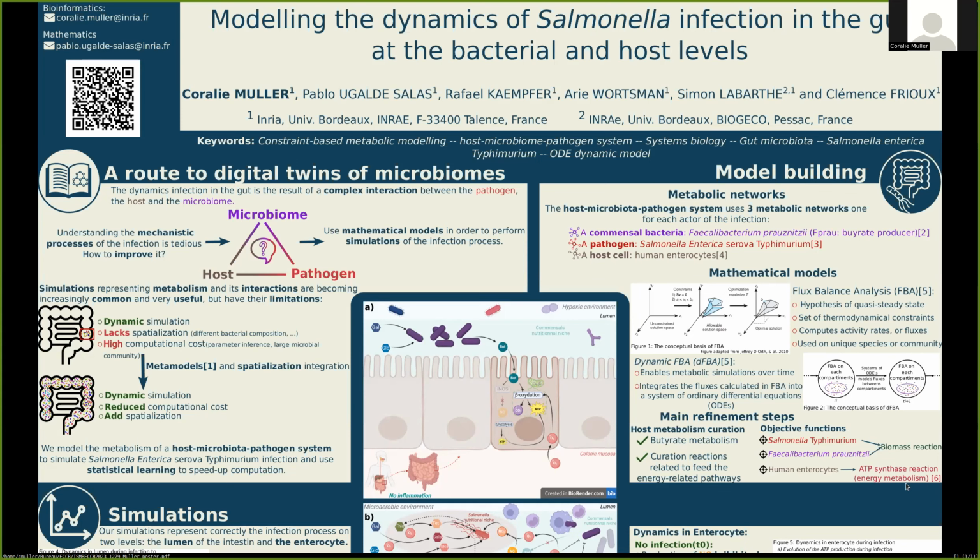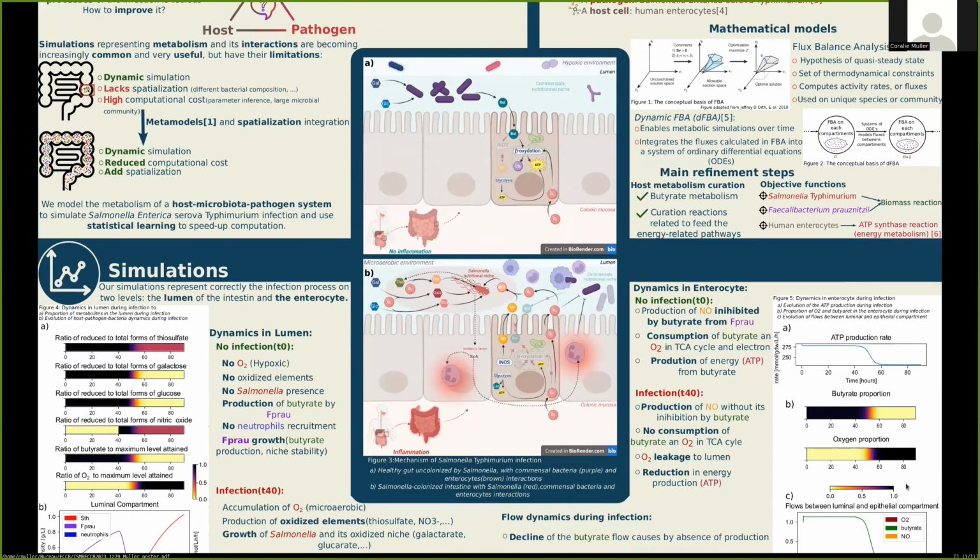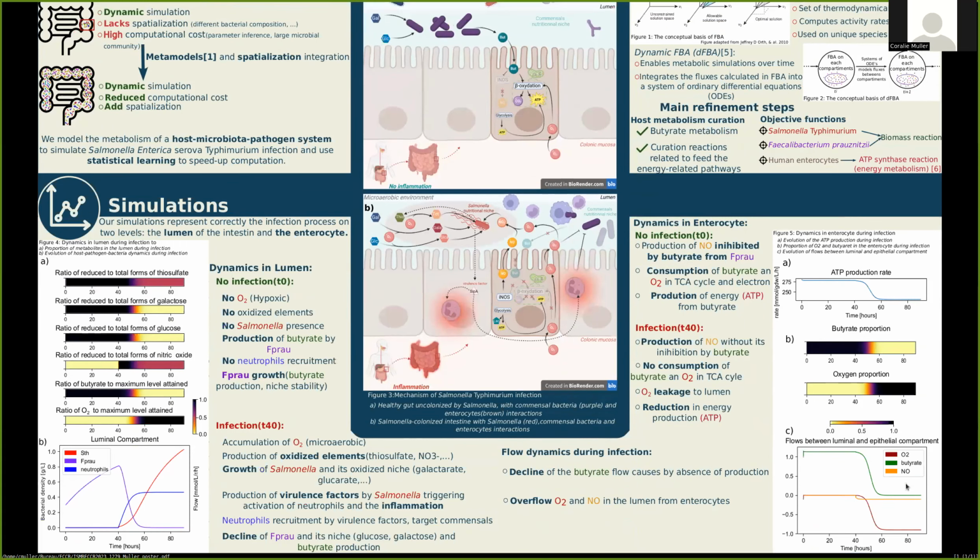In addition to the three genome-scale metabolic models, we have established a set of four state variables: neutrophils, nitric oxide, oxygen, and butyrate, phenomenologically representing other important factors in the infection. For example, the inflammatory response is represented by the neutrophil state variable, and the O2 state variable is fixed with a constant flux to represent the supply via the bloodstream.